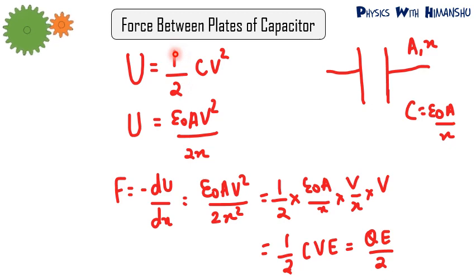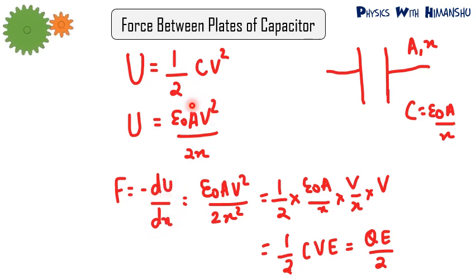Now last topic of this lecture, what will be the force between plates of capacitor? See, energy stored inside capacitor is half CV square. Suppose area of plates is A and distance between plates is X. So capacitance will be epsilon naught A by X. So putting value of C, that is epsilon naught A by X, energy stored will be epsilon naught A V square upon 2X. Now remember, force is basically negative of differentiation of potential energy. So F is minus dU by dx.